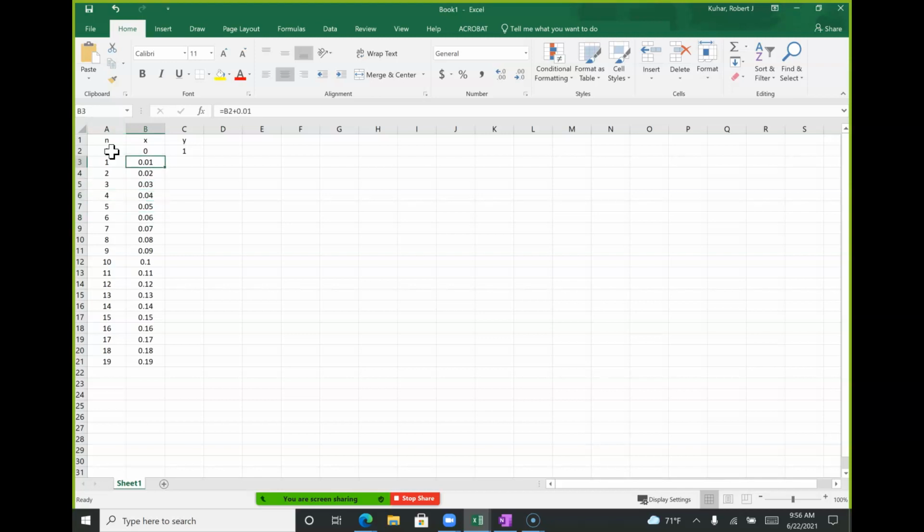And for X, I just add H to the previous cell. So it started at 0, and then I took the previous cell, added 0.01. And then took the previous cell, added 0.01. Previous cell, right?